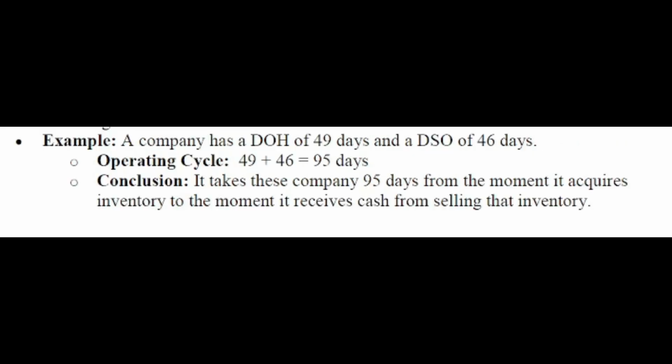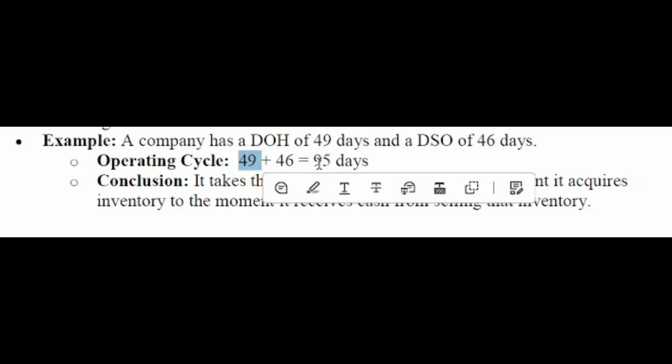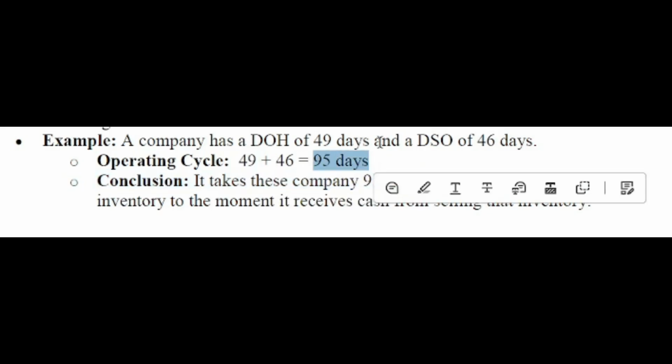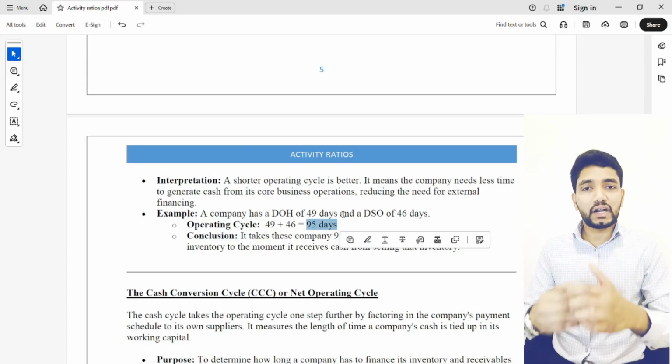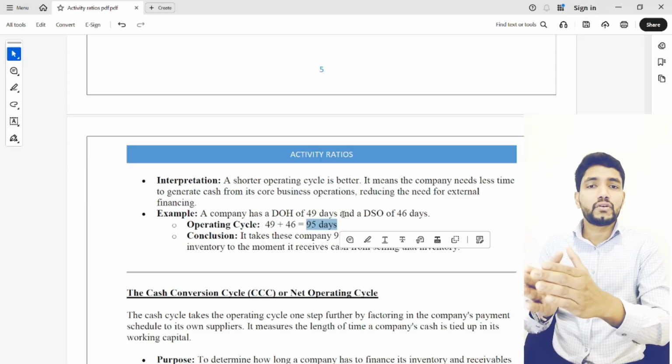The interpretation: normally a lower operating cycle is better because the company needs less time to generate cash from its core operation, reducing the need for external financing or additional working capital. For example, a company has days inventory outstanding of 49 days and days sales outstanding of 46 days. In this case, the operating cycle is 49 days plus 46 days, that means 95 days. This company needs 95 days to convert its inventory into sales and sales into cash.